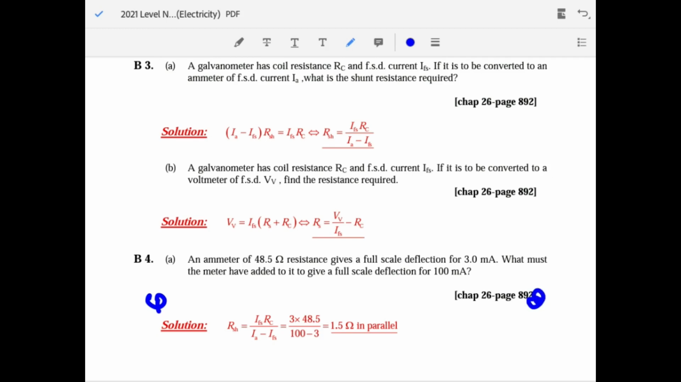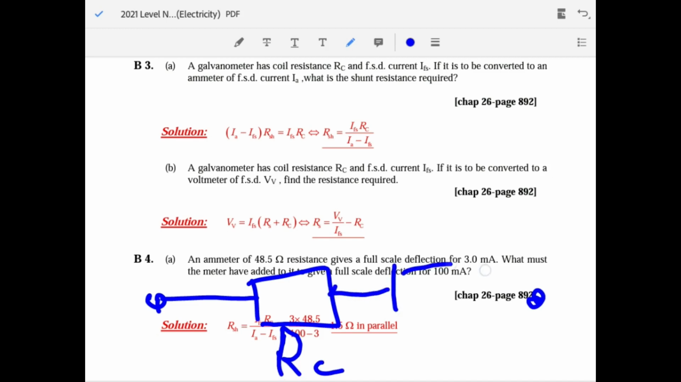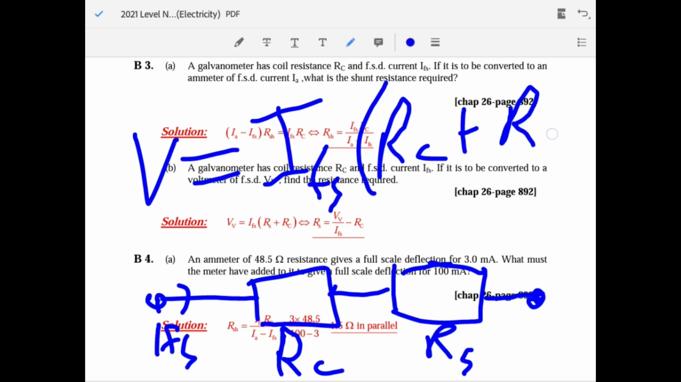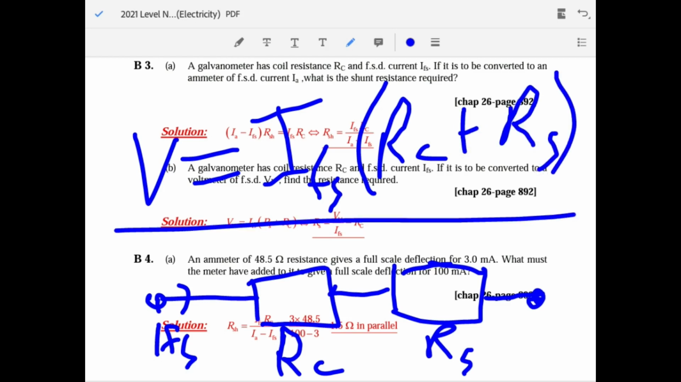So you have these 2 points, and then you have the RC, the initial one which was there, and now you have to add the resistor for it to be a voltmeter, which is R, what it was before shunt, but now you just label it RS. So you have a current IFS, which is constant throughout the whole thing. So the voltage is equal to I RT. RT is R total, and R total is just the sum of the resistors because it's in series. So IFS into RC plus RS, and that's the formula for it. And then if you want to get one or the other, you just do algebra.